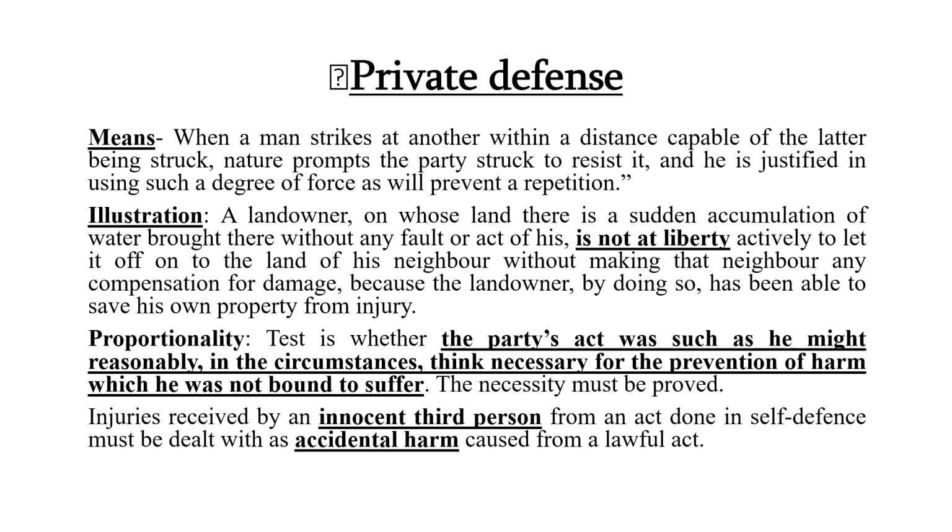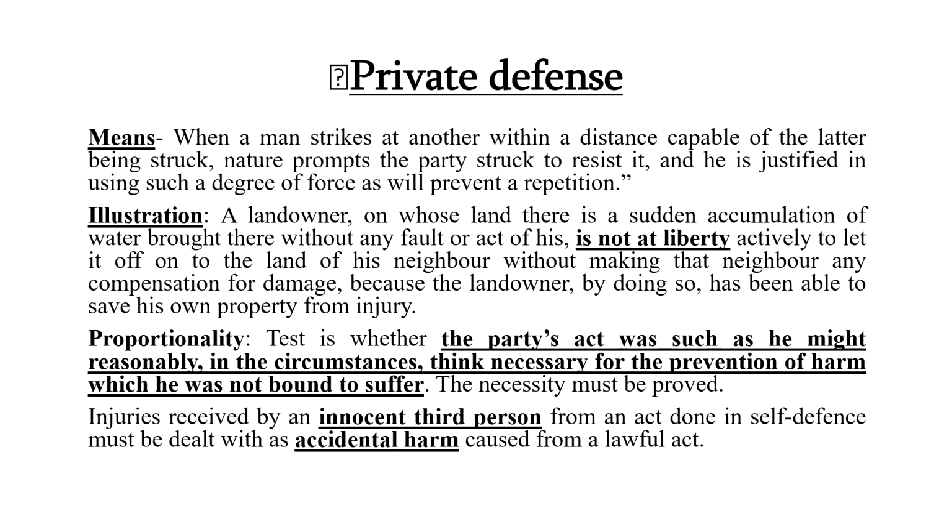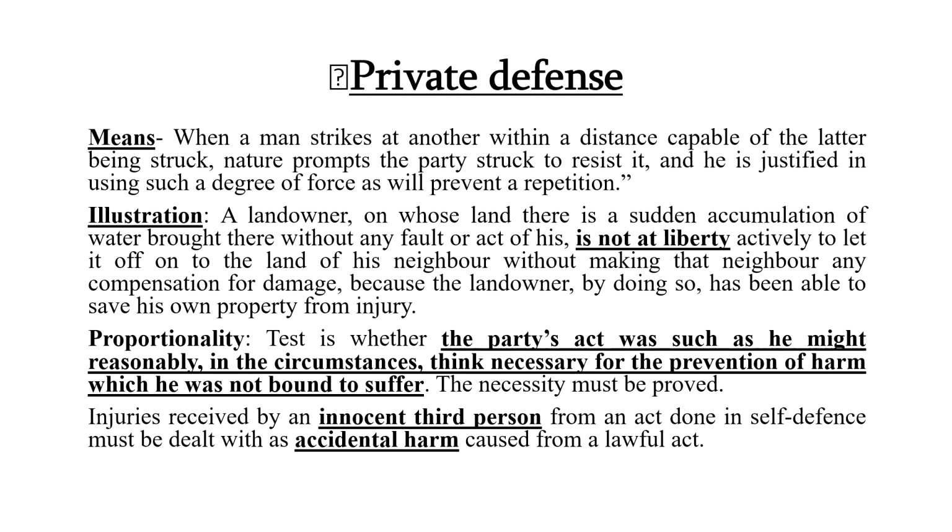Now moving to the next defense, which is private defense. I told you at the very beginning that everybody has a right in this world to protect their life and their property. So when it comes to life and property, protection for that action taken is justified. The right of private defense is exactly that: when somebody attacks you, you have a right to defend yourself, and in your defense, if you cause harm to somebody, that is justified. Similarly, if somebody causes harm to your property, and you are trying to defend yourself, that falls within the right of private defense. So private defense means when a man strikes another within a distance capable of later being struck, nature prompts the party struck to resist it, and he is justified in using such a degree of force as will prevent the repetition.